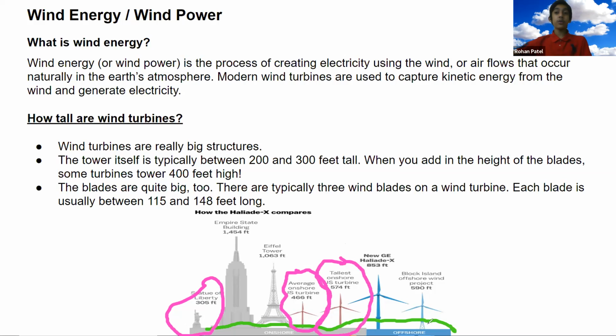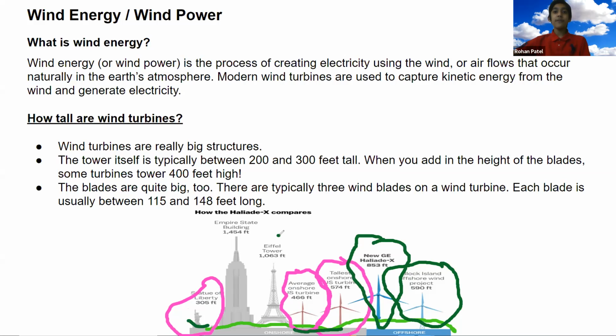But if we go on to offshore, we have the Block Island Offshore Wind Project, which is bigger than all of the onshore wind turbines. It is 590 feet, but the tallest one is the new GE Haliade-X, which is 853 feet tall. And that is humongous compared to the Statue of Liberty and the other onshore turbines.